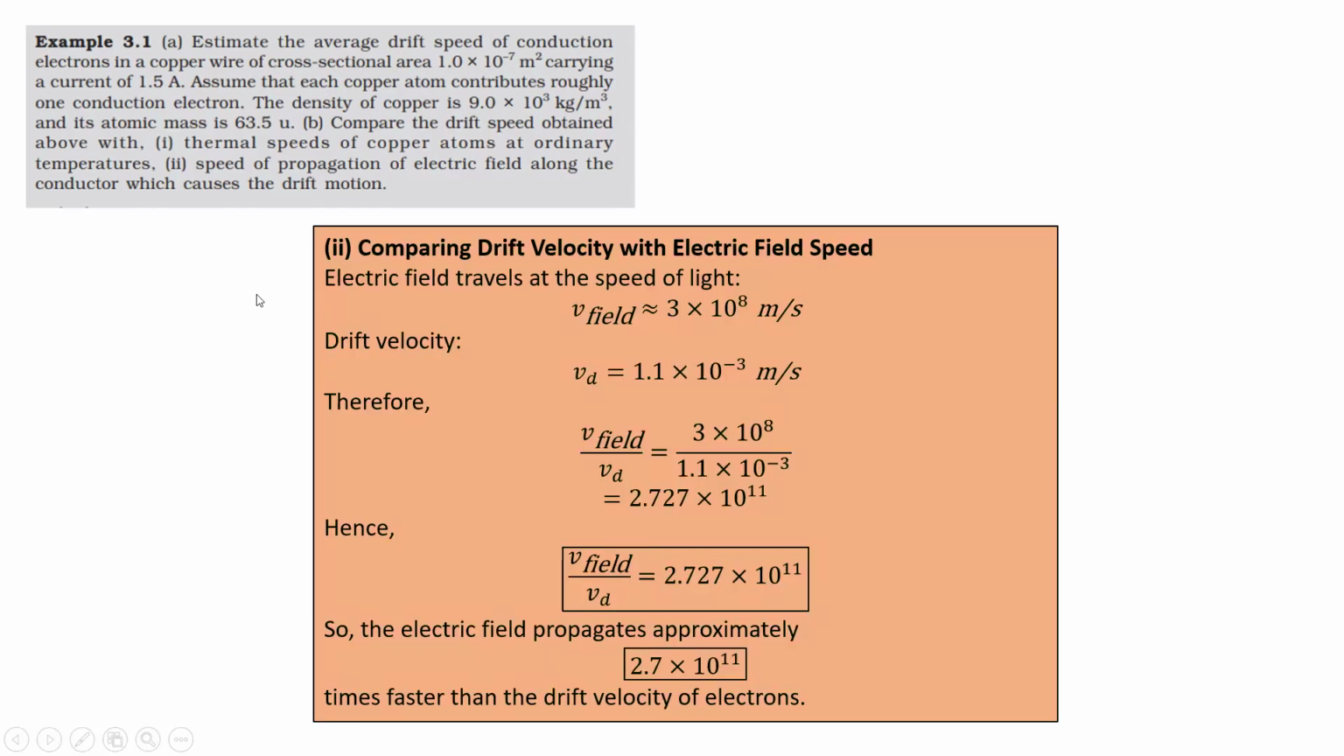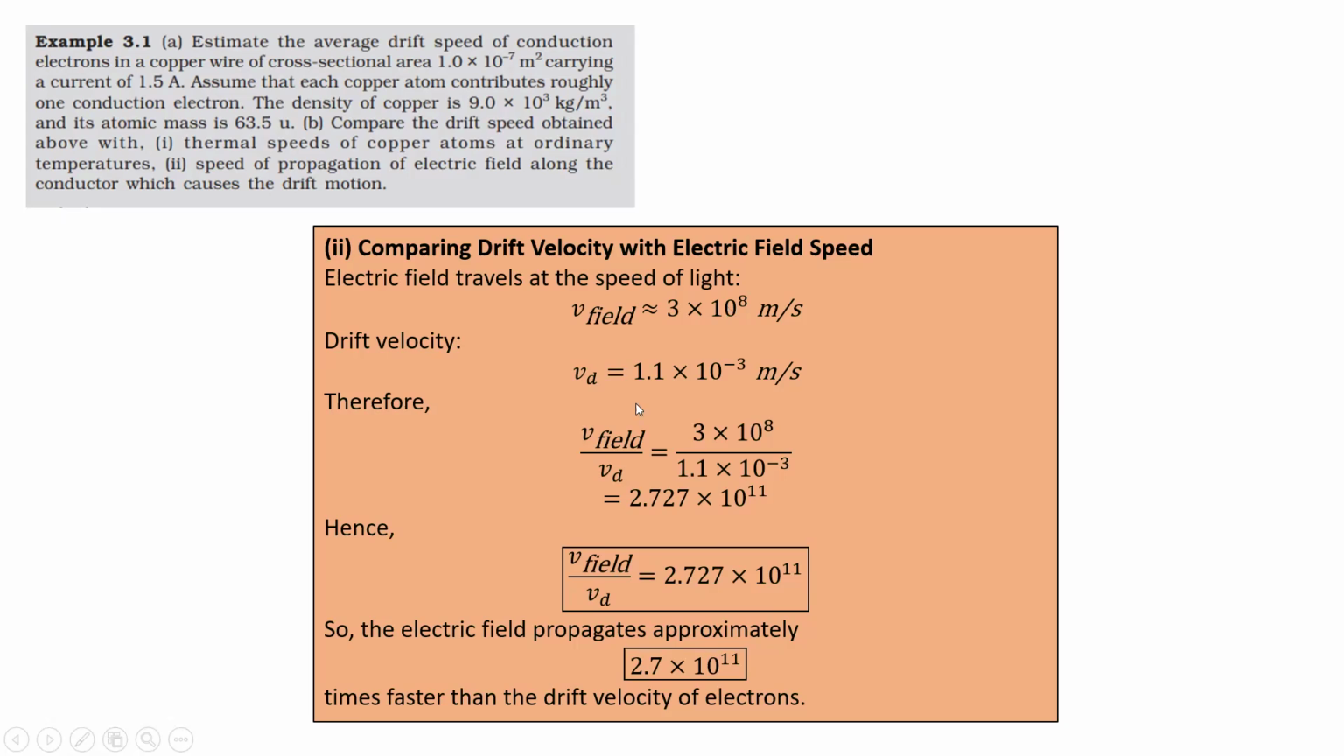We'll go for the third part now. Last part: compare the drift speed with the speed of propagation of electric field along the conductor which causes the drift motion. Okay. Now here we have to compare the drift speed with the speed of propagation of electric field. What is the speed in the question? Speed of propagation of electric field is not mentioned. It is almost equal to velocity of light in the medium of air. I repeat, speed of propagation of electric field is nearly 3 into 10 to the power 8 meter per second.